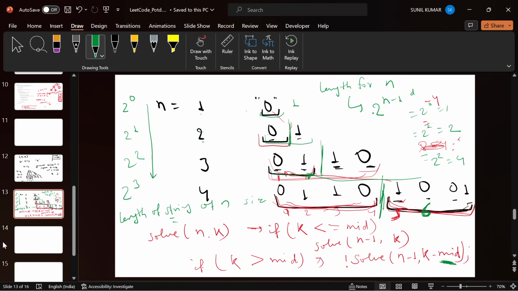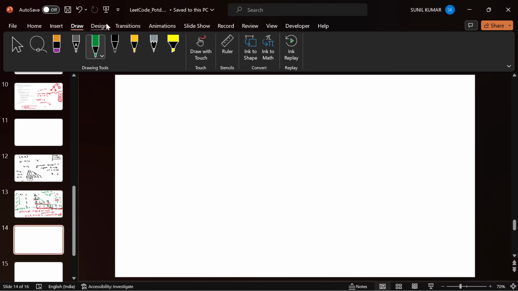So we get the length. So how can we write the code? Let me write the code. For example, we need to solve this. If the base condition is given, if n equals 1 and k equals 1.